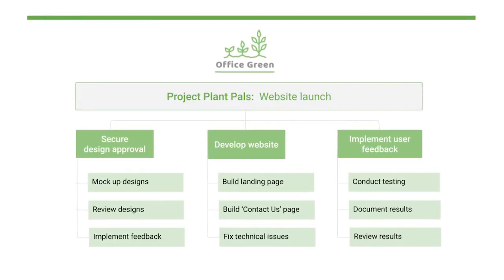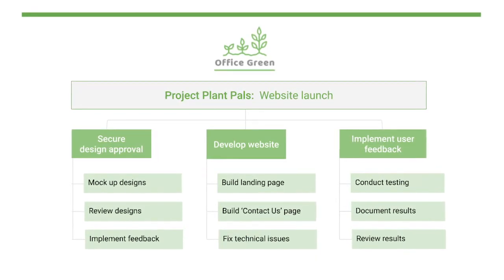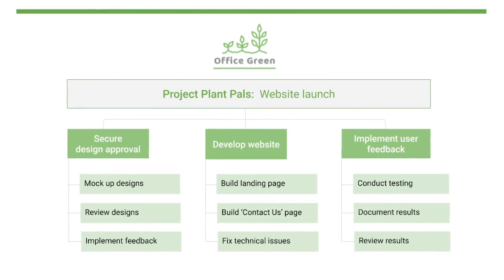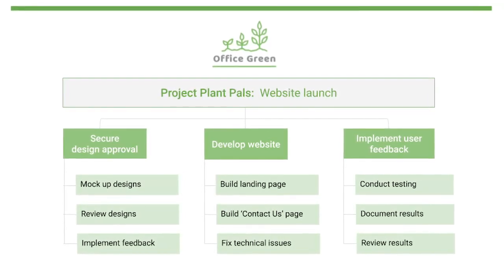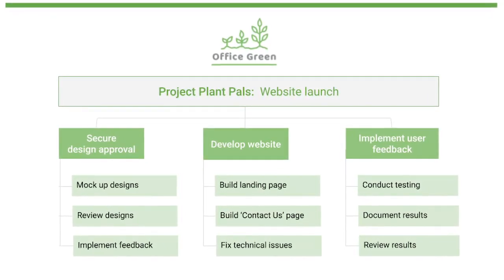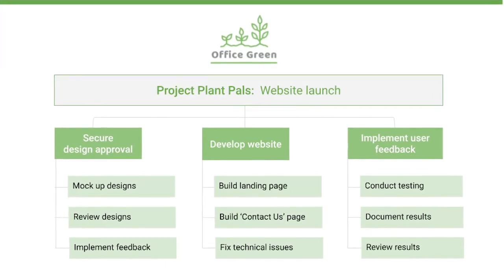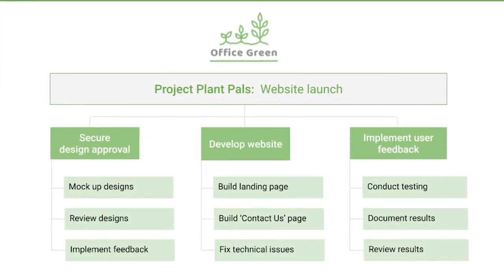There are lots of different ways to design a work breakdown structure, but one common way is to create a tree diagram of project tasks. Let's say that we're creating a work breakdown structure for the Project Plant Pals website launch. At the top of the diagram is the name of the project. The second level of our diagram breaks the project down into 3 milestones. These include securing design approval, developing the site, and implementing user feedback.